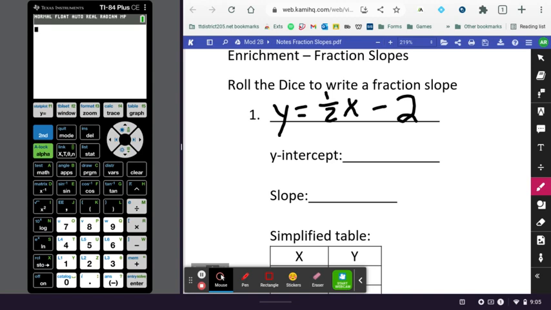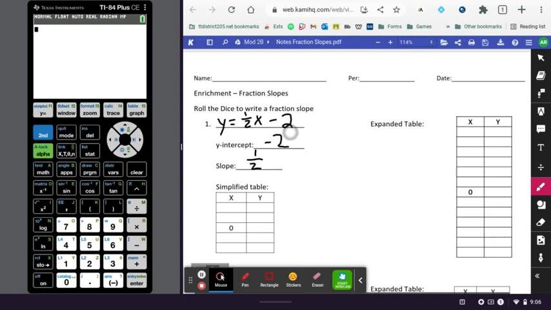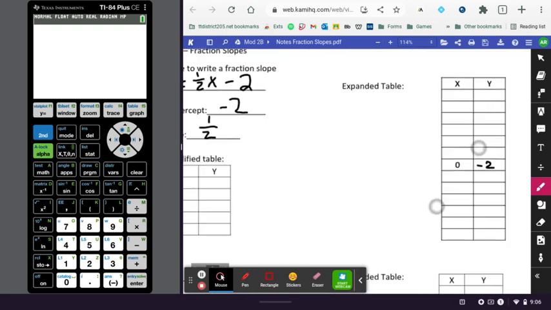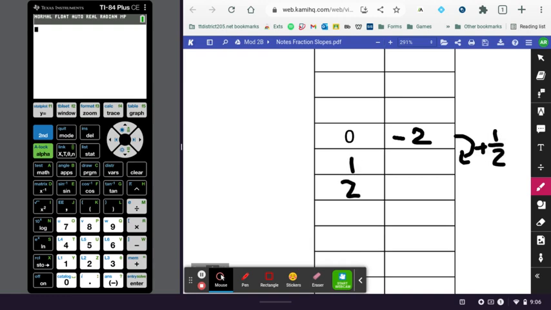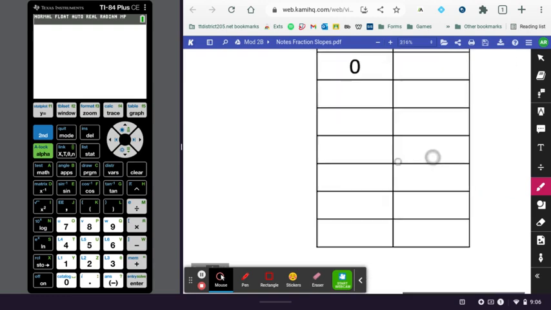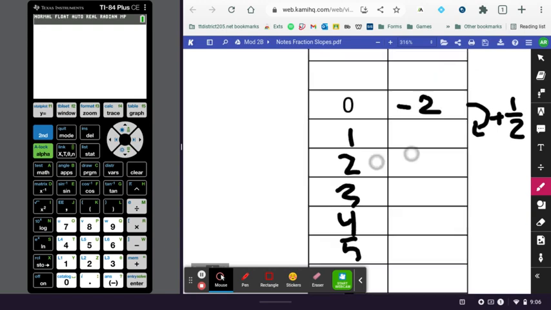So my y-intercept in this case is that minus 2, because it's always the number without a variable. And then our slope in this case is 1/2. So what we're going to do is on this expanded table, we know we start with -2. And then as we go down, since our slope is 1/2, we're going to be adding by 1/2 as we go down. So I'm going to fill in my next numbers here. Okay.